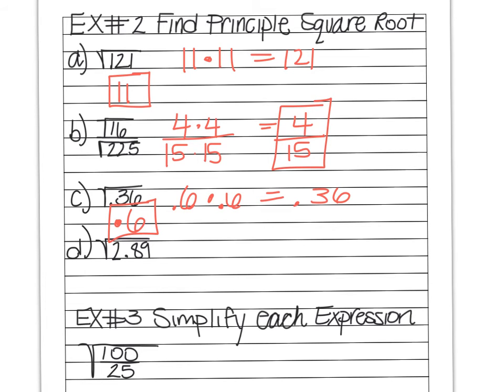2.89. I know that 17 times 17 is 289, but I got to get my decimal point right, so it needs to move over twice. So if I make this 1.7, then I can move that decimal point over twice and get that 2.89. So my answer is 1.7.